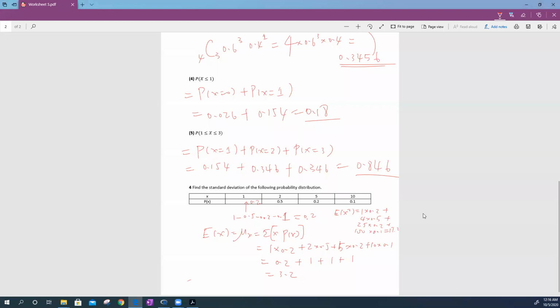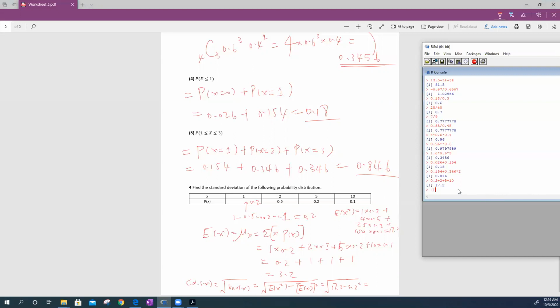Then the standard deviation of x is square root of variance of x. It's going to be square root of expected value of x squared minus expected value of x, squared. So that's going to be square root of 17.2 minus 3.2 squared. So let's see what it is. 2.638.